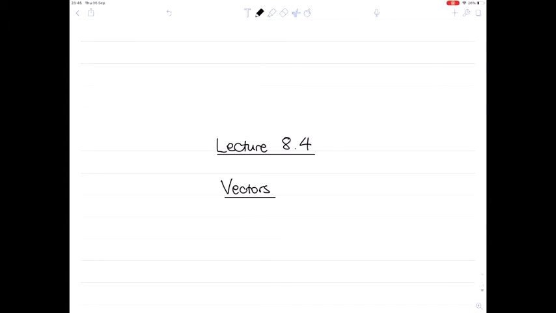We already saw vectors briefly when we were finding out how to solve systems of linear equations slightly more succinctly than using the equations themselves, but there's actually a lot more to vectors. So we're going to have a look at those now. They also turn out to be very useful for describing things in 3 or more dimensions.